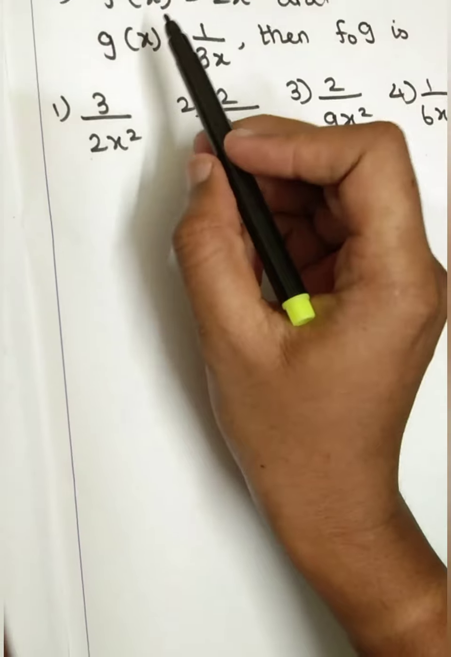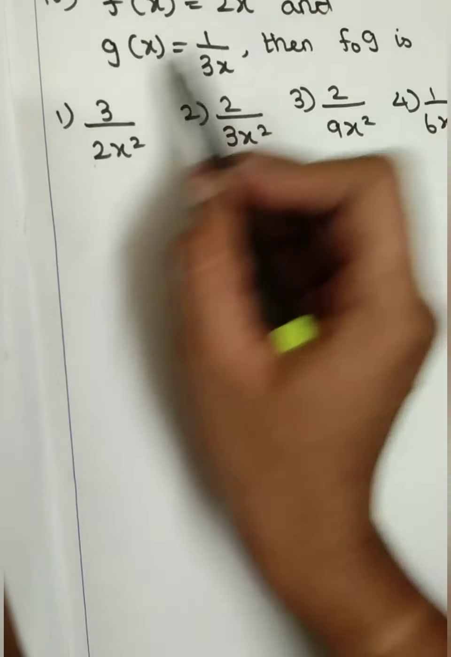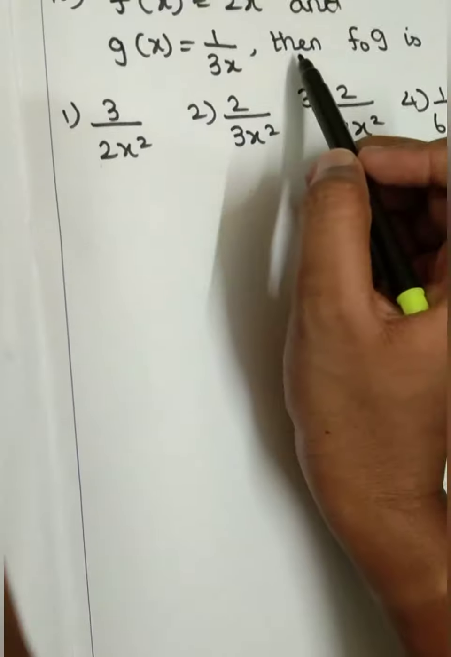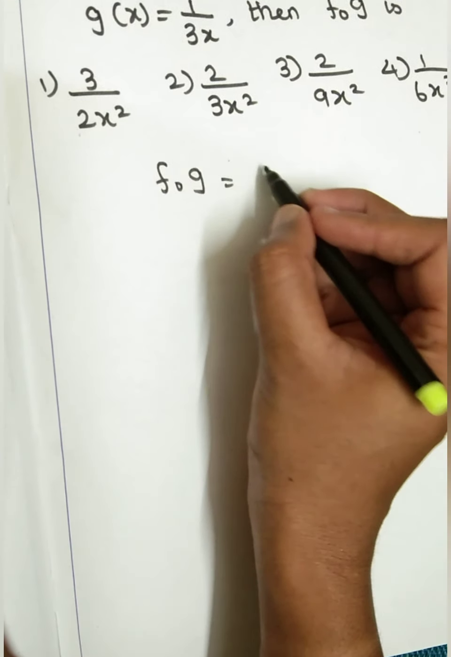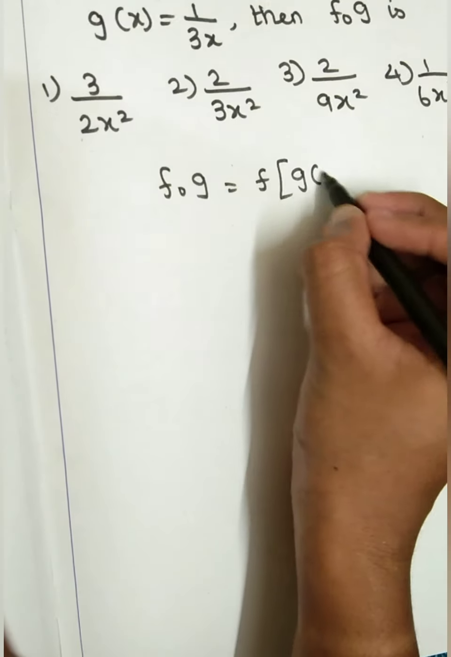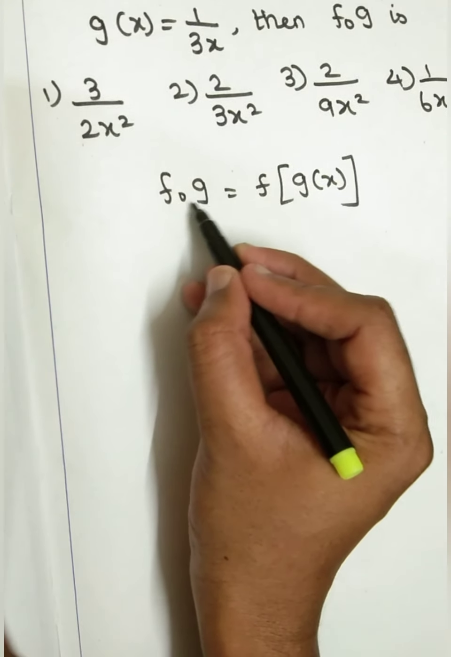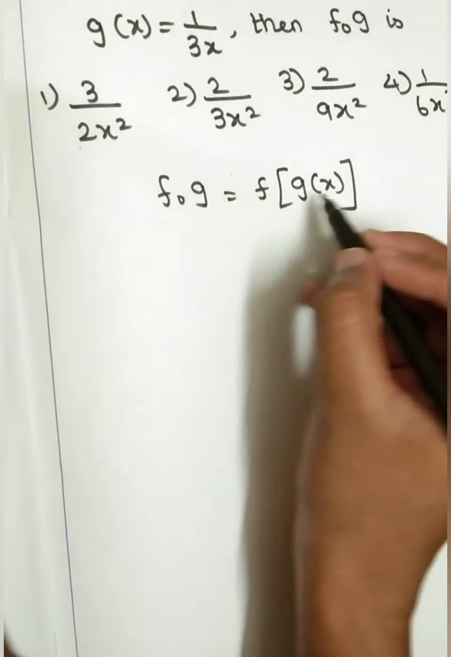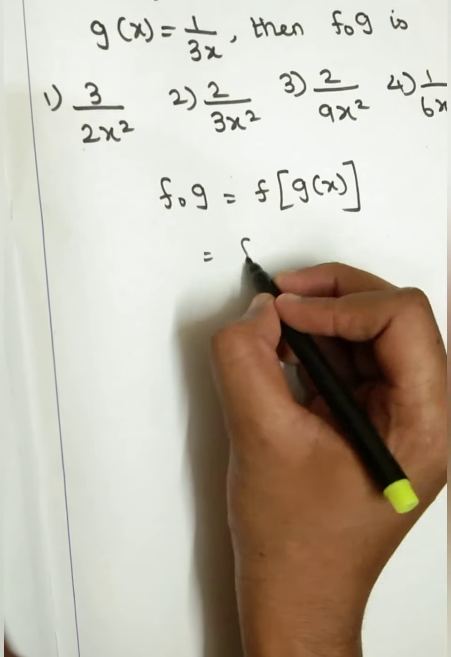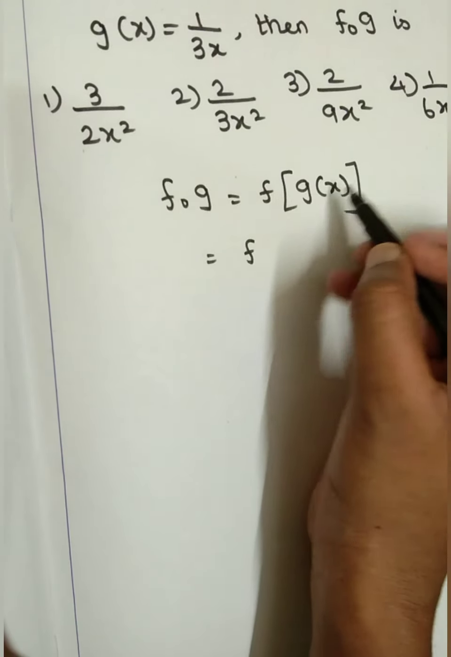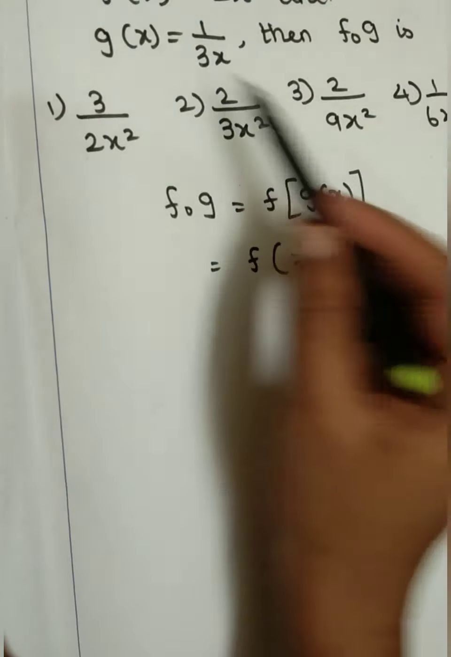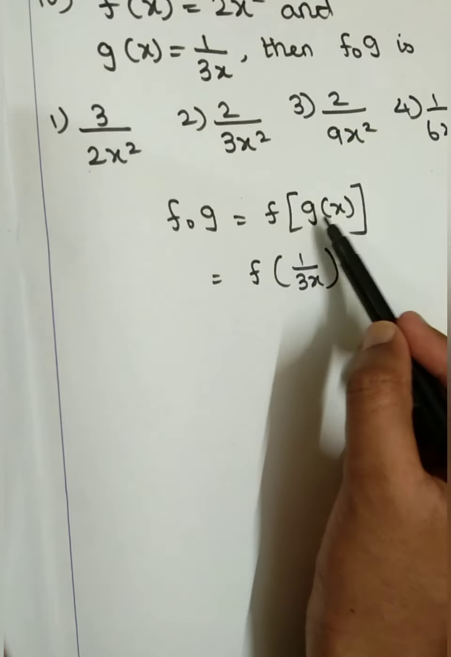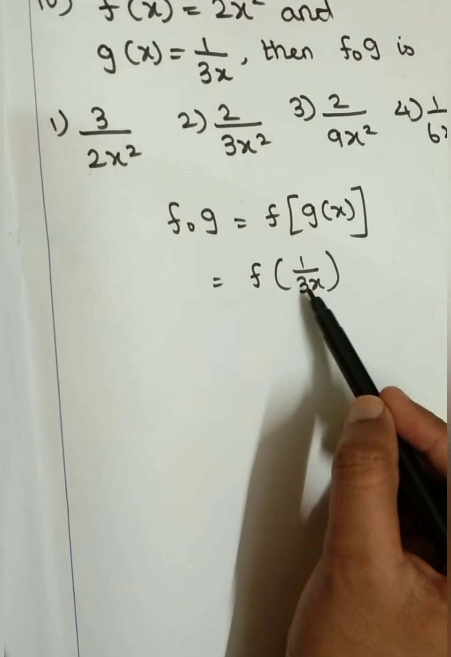10th question. f of x equal to 2x square and g of x equal to 1 by 3x, then f composition g is. You want to find f composition g. My f composition g is equal to f of g of x. I can write f composition g as f of g of x. Instead of g of x, I am going to replace 1 by 3x. The question it is given g of x is 1 by 3x. Instead of g of x, I am going to write 1 by 3x.